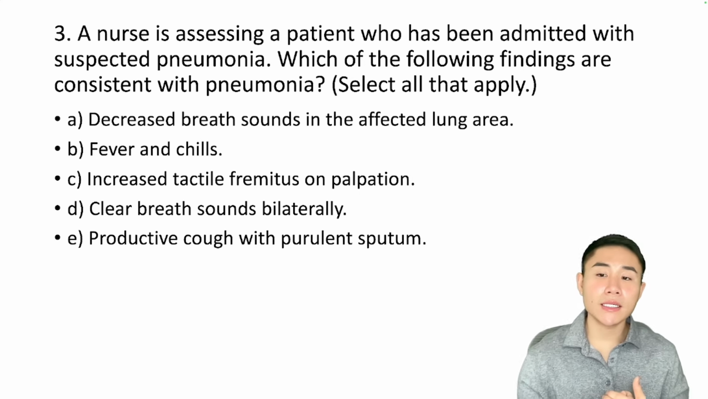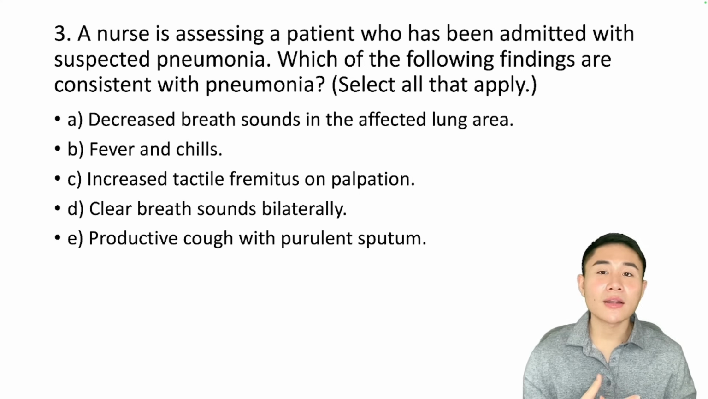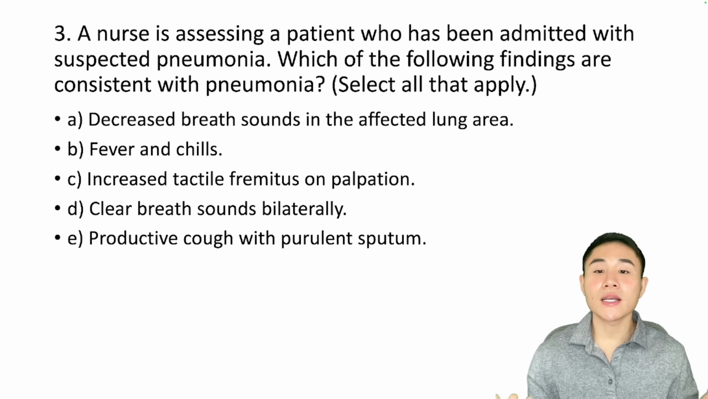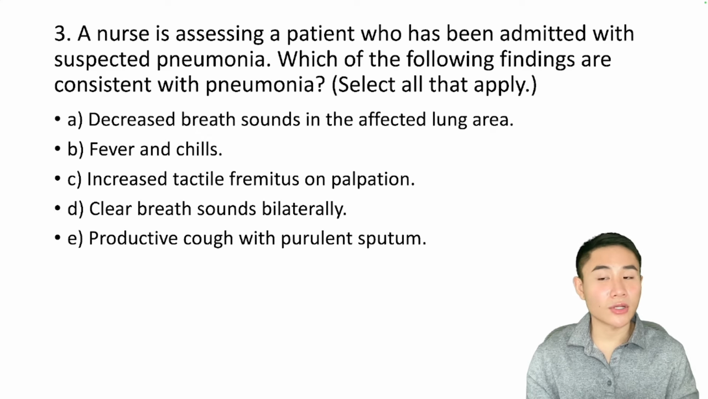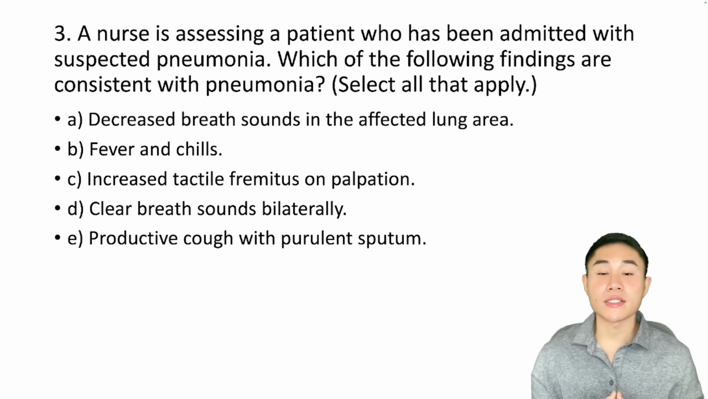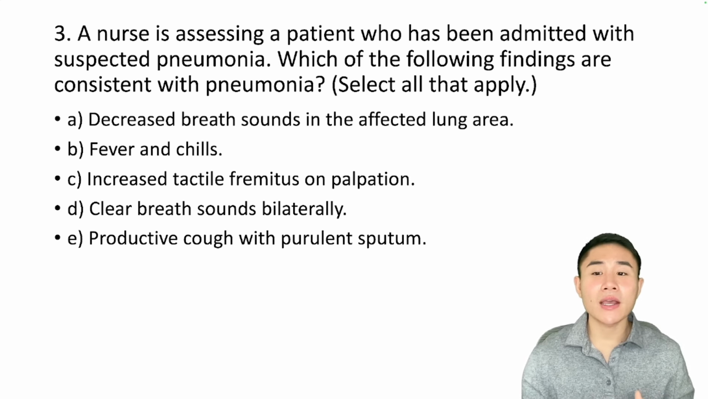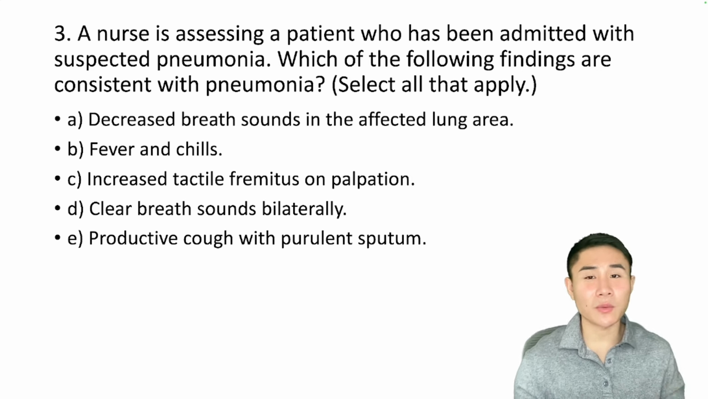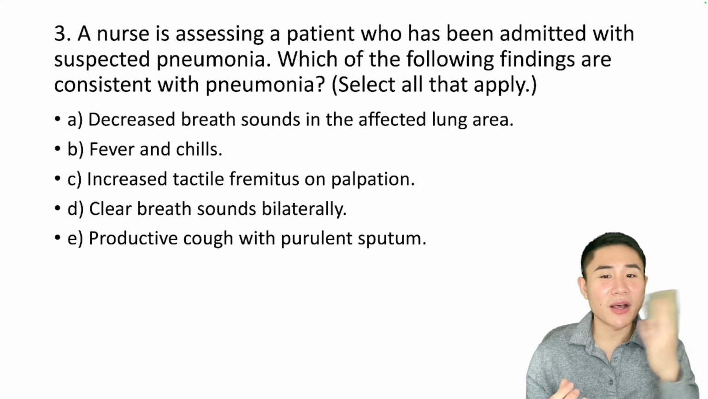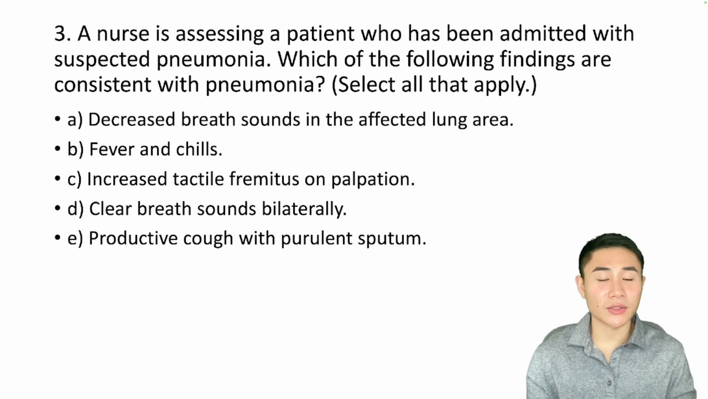All right, next, D, clear breath sounds bilaterally. No, right? They're having issues. If they have clear breath sounds, that means that they have no issues. So that's not correct. So we're choosing A, B, C so far. Let's go next to E, productive cough with purulent sputum. Yes, absolutely. They will have a productive cough. What is a productive cough? That means a cough with secretions. And purulent sputum is yellowish, whitish, bad-smelling secretion, spit. So A, B, C, E.